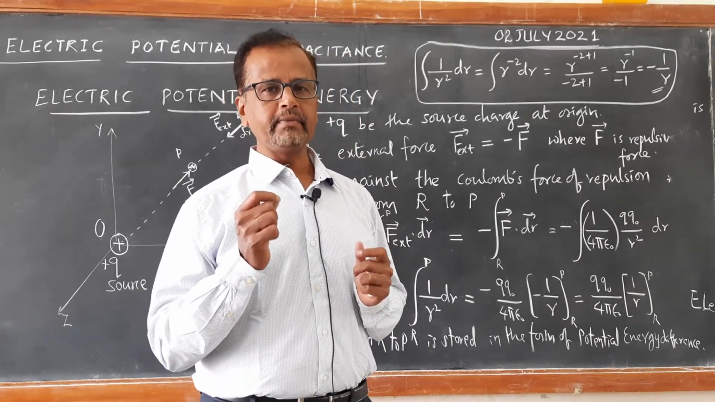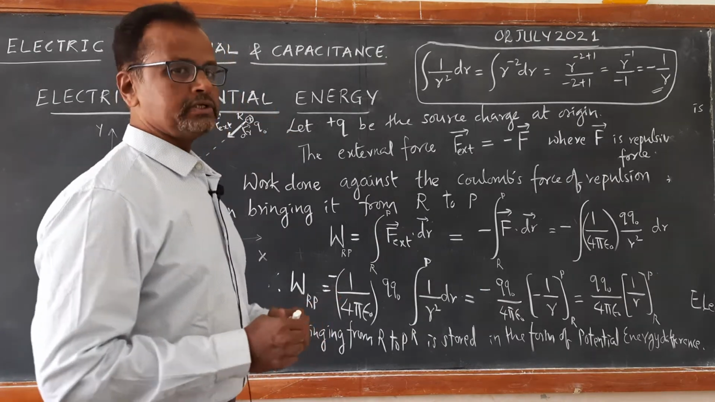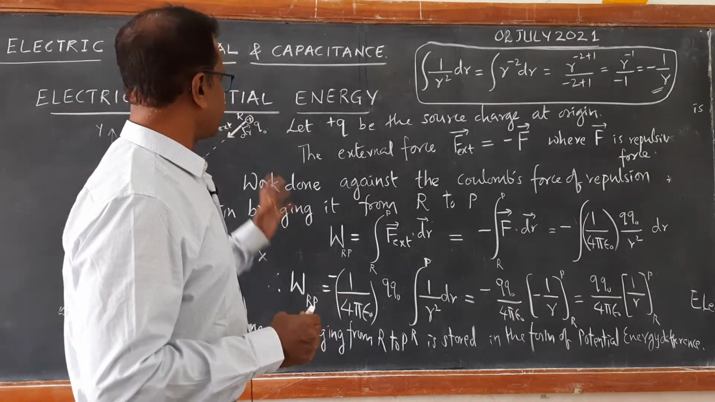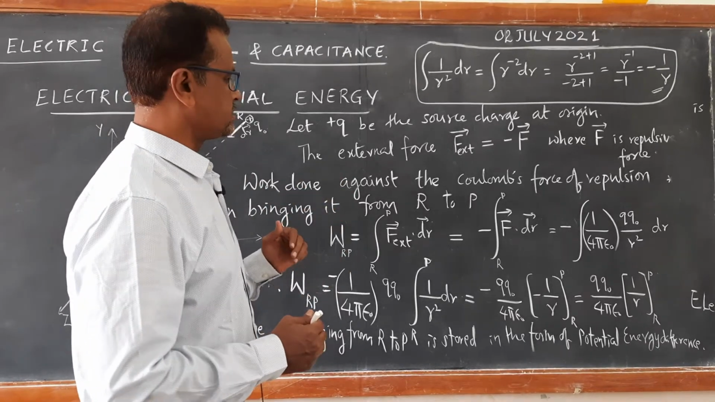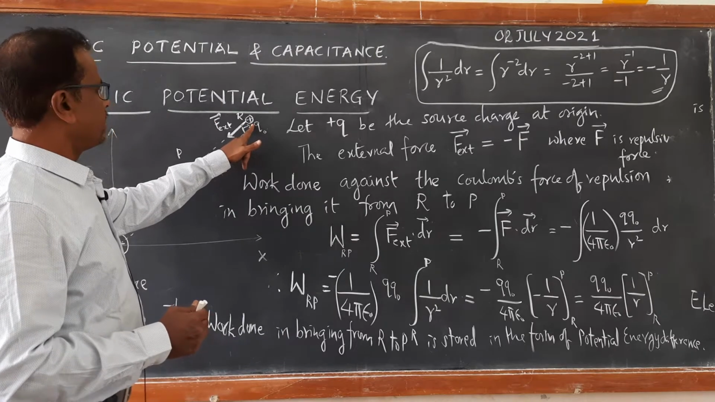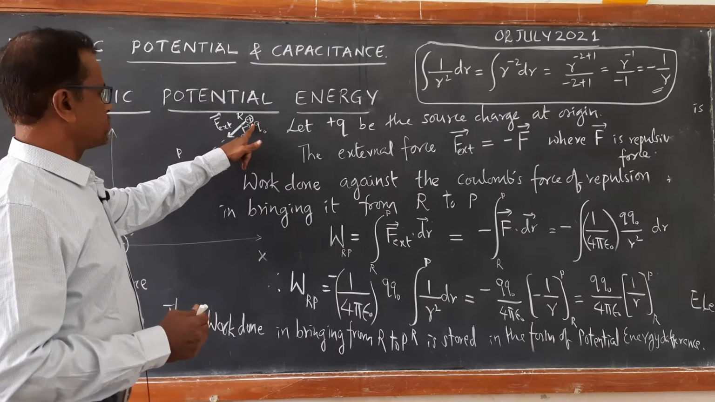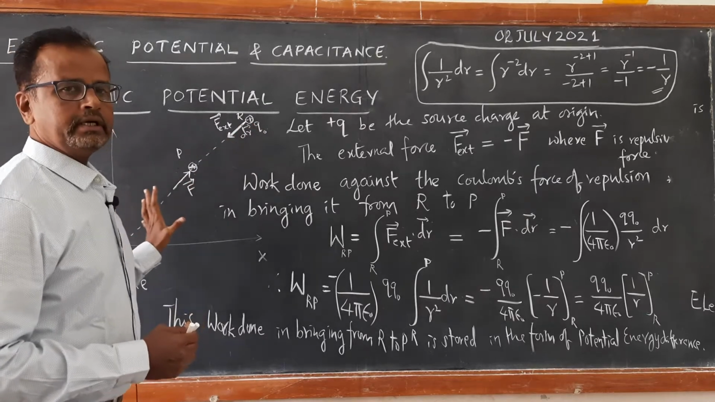In yesterday's video, I made an error. We have seen what potential energy difference is, and how to calculate it yesterday. That is electrostatic potential energy. It is the work done in bringing a positive test charge from one point to another point in the electric field.